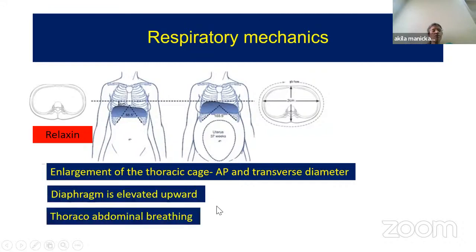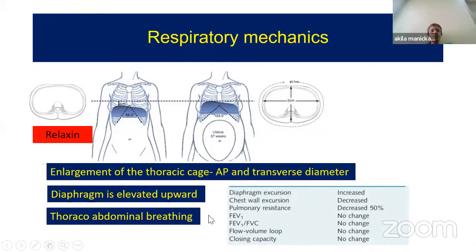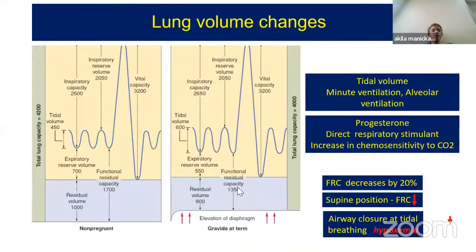So what happens to the type of respiration with these changes is that it is predominantly a thoracoabdominal type of breathing, and the diaphragm is the main contributor of inspiration, because the inspiratory muscles, your external intercostals and the other intercostals, play a very minimal role because already they are in an expanded position because of the increase in the AP and the transverse diameter. When you look at the other mechanics, airflow limitations and flow volume loops, they do not change much, and it is the same as pre-pregnant levels.